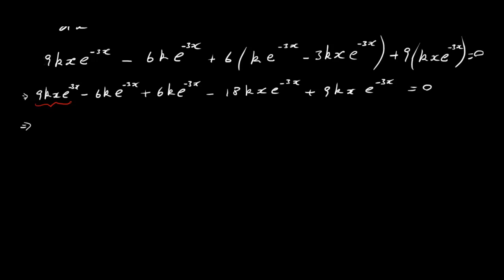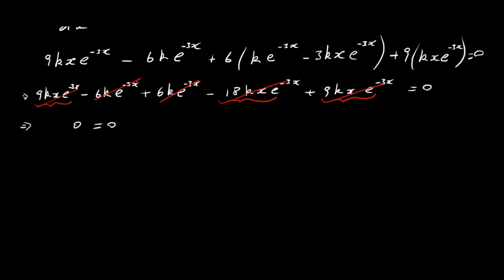Let's look at the kx e to the power of minus 3x terms. Again, we've got plus 9 of them, minus 18 of them, plus 9 of them. So these three will cancel: plus 18 of them, minus 18 of them, that'll give us 0. Also here we've got minus 6k e to the power of minus 3x, plus 6k e to the power of minus 3x. That finally gives us 0 is equal to 0.